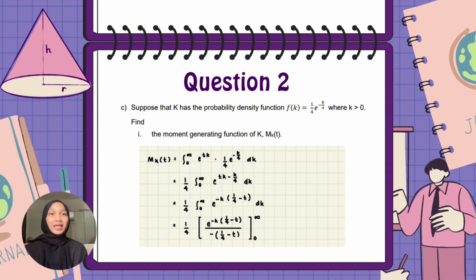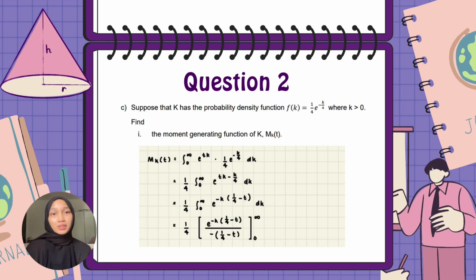For question 2c, suppose that K has the probability density function f(k) equal to 1/4 e^(-k/4), where k is more than 0. Find the moment generating function of K and E(K). So we know that probability density function means it is a continuous function. So to find the moment generating function, we need to integrate. The moment generating function of K is the integral from 0 to infinity of e^(tk) multiplied with f(k), which is 1/4 e^(-k/4) dk.